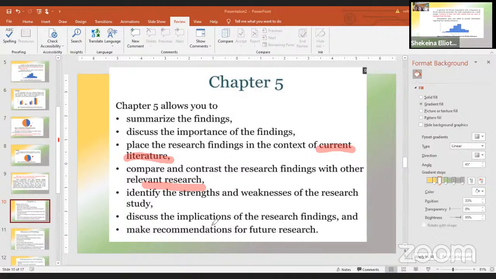It's a discussion, it's a summary of the findings, it's the alignment of your work to current literature, the context of the literature. You are examining your work based on the strengths, or positive, and the negative things that came out of the study, and it must connect to chapter 2. So I'm going to just put here chapter 5 and chapter 2.